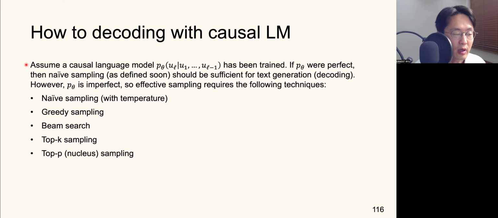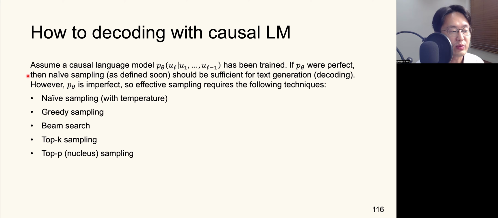Now let's assume a causal language model P theta has been trained. Now I need to tell you how to use a causal language model to sample text. If the language model P theta is perfect, then naive sampling, the straightforward sampling, which I'll define precisely in just a moment, should be sufficient for good text generation. This text generation is also referred to as decoding.